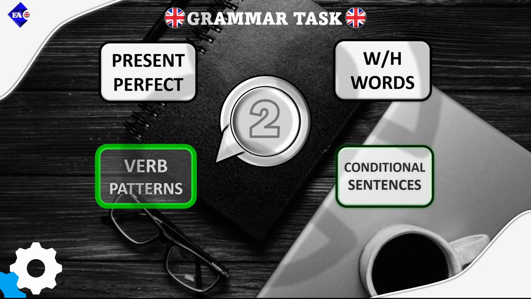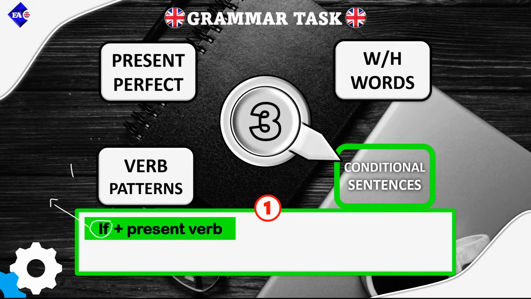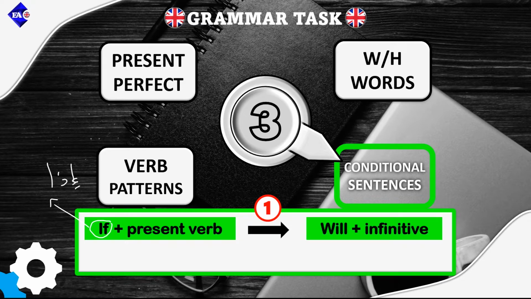Let's move on to rule number 3. Now I'd like you to keep focused as the following rules of conditional sentences are extremely important. As for rule number 1, starts with if followed by present tense verb. And this is the condition. The second part of this sentence must include will plus infinitive verb.